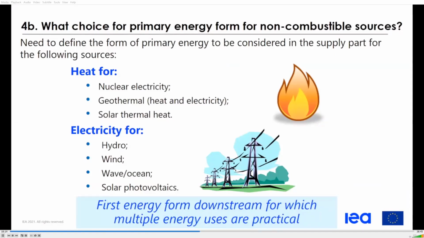The principle adopted by the IEA is that the primary energy equivalent form should be the first energy form downstream in the production process for which multiple energy uses are practical. The application of this principle leads to the choice of the following primary energy forms: heat for nuclear, geothermal, and solar thermal, and electricity for hydro, wind, tidal, wave, ocean, and solar photovoltaic.